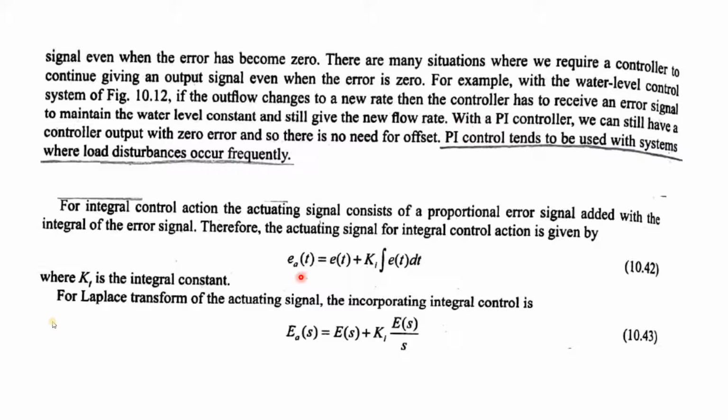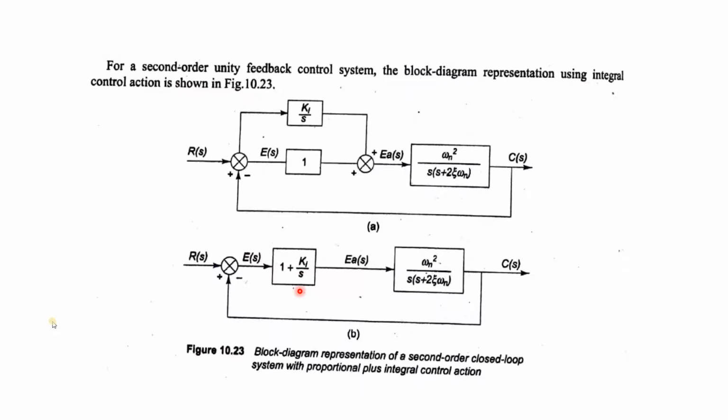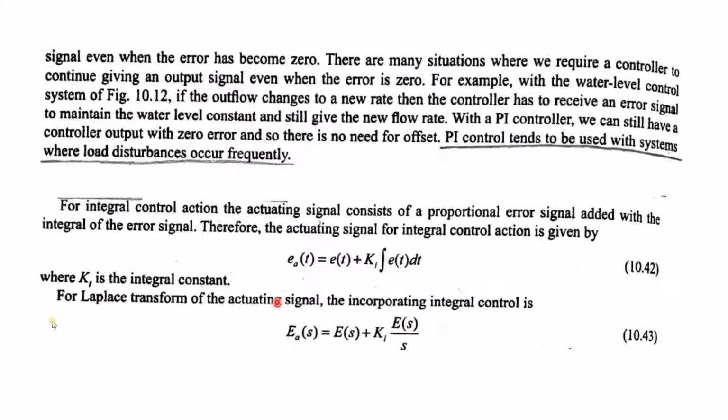Now PI controller can be written in this particular equation. The signal coming out from the PI controller will be equal to the error signal plus the I controller, integral controller, that is K, the constant, and the integration of this. And if you take the Laplace transform, this is represented in this way, which means that if I draw the block diagram, this is for a second order system.